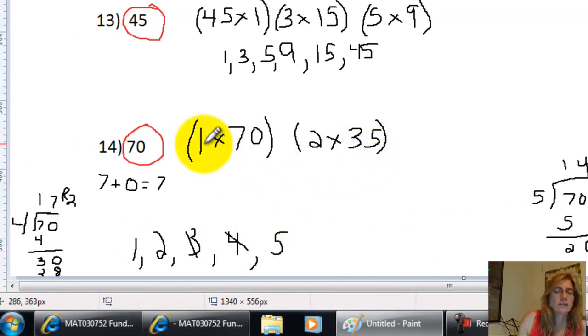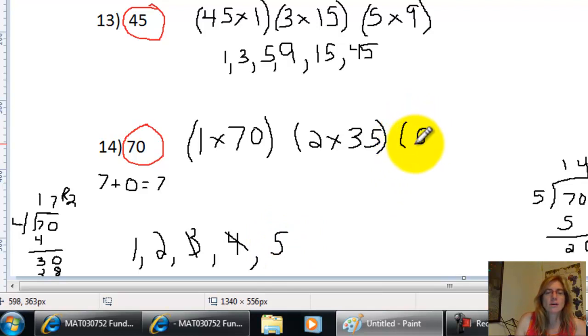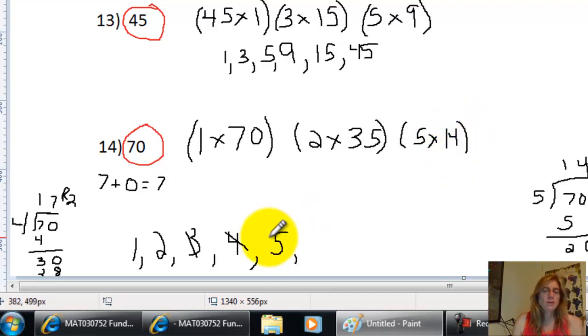So notice we've got these two factors, 1 times 70, 2 times 35. We didn't find another factor until we hit 5. And now that's 5 times 14. And basically we're going to look for our turnaround point. Now you have to ask the question, does 6 go into 70? Well, 6 times 11 is 66. So I don't think 6 is going into 70. 6 times 12 is 72. So 6 does not go into 70.